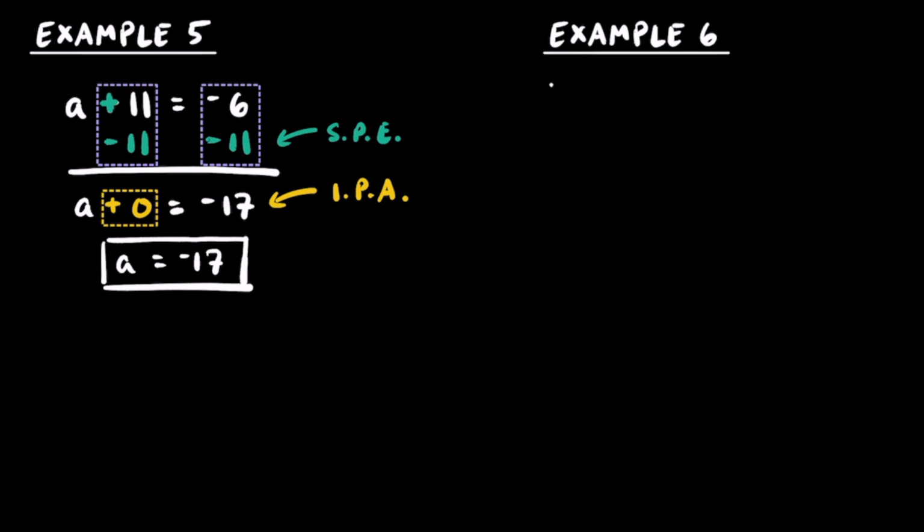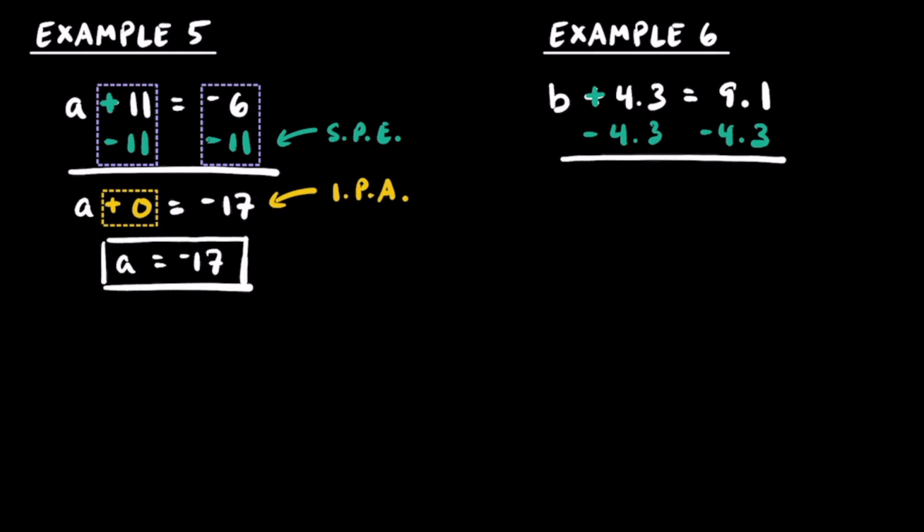For example 6, let's solve the equation b plus 4.3 is equal to 9.1. To isolate the b, or to solve for it, we're going to have to see this plus 4.3 and go ahead and subtract 4.3 from both sides of the equation. Don't let the decimals scare you any bit, it's just the same thing, just with decimals.